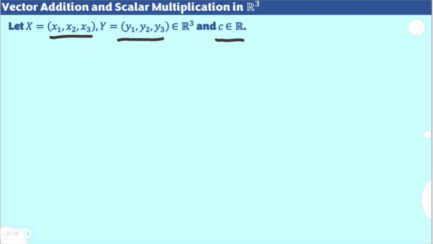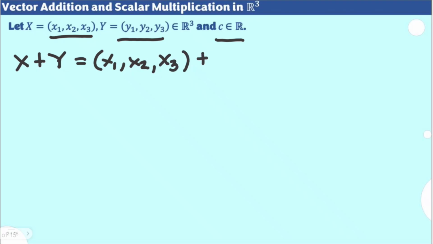They're all elements of R3, and any c which is a scalar or a real number. Now we're going to show that these two operations, the vector addition and scalar multiplication, are actually closed for R3. So how do we add vectors and how do we multiply a scalar quantity to a certain vector? Let's find out the result when you add the two vectors x and y. If we have here x plus y, we are just adding all the components component-wise. So for our x, it's x sub 1, x sub 2, x sub 3, and for your y, y sub 1, y sub 2, and y sub 3.